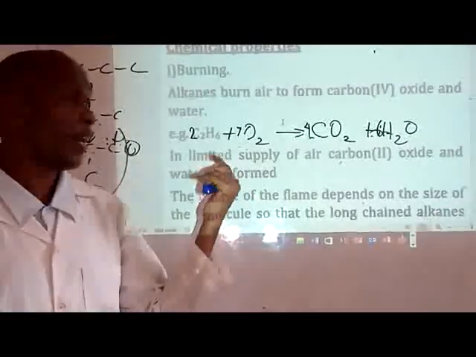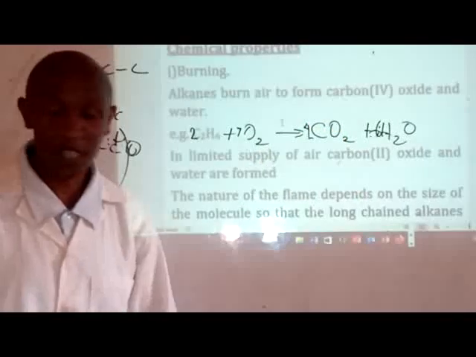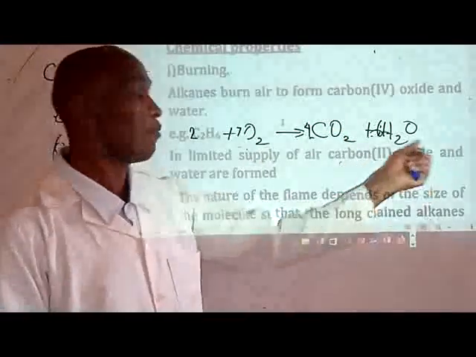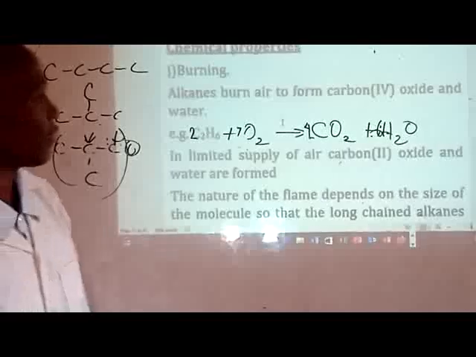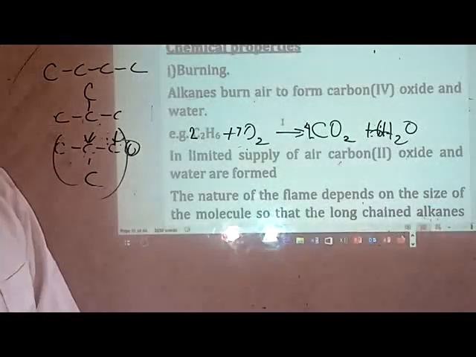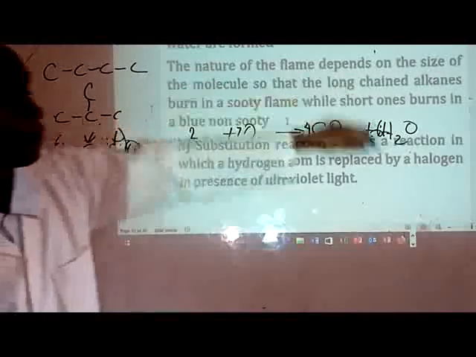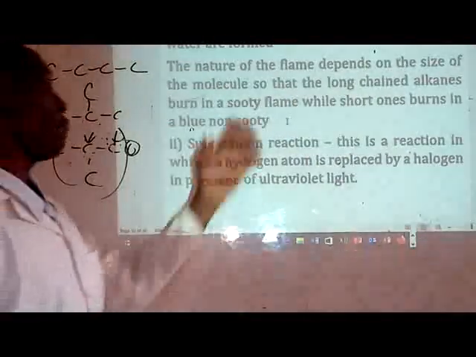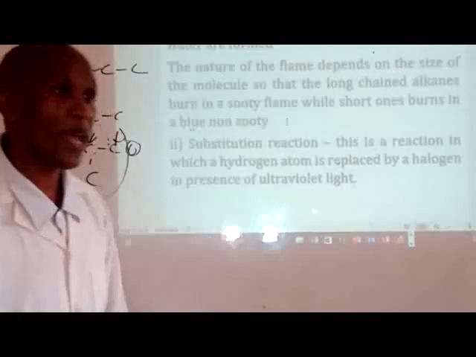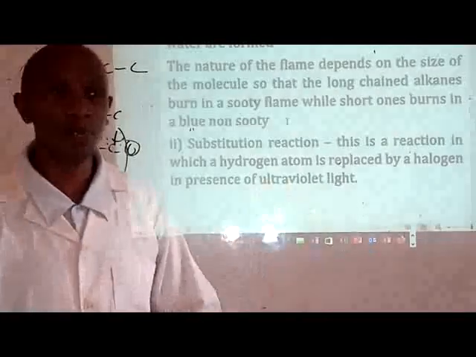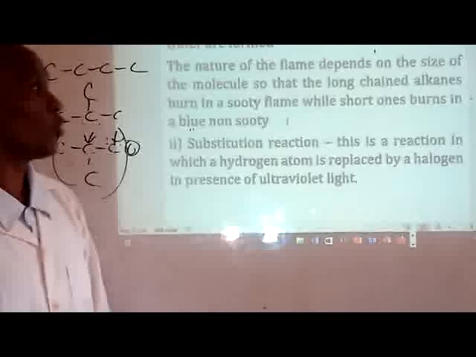So balancing of equations is important, and the fact that you can get carbon monoxide if you have a limited supply of oxygen. Now the next thing that I need to mention is that this can either burn in a luminous flame or a non-luminous blue-green flame, depending on what?